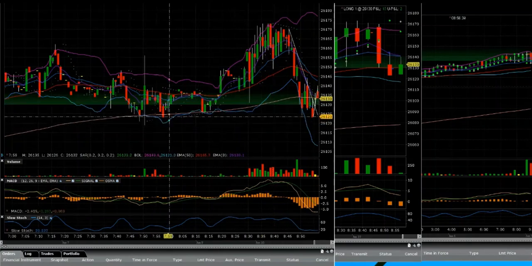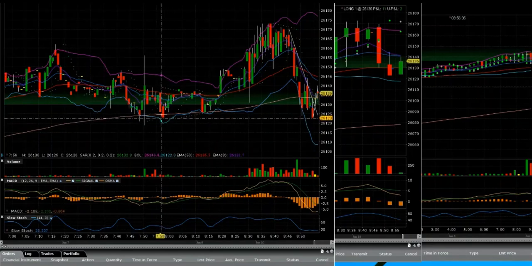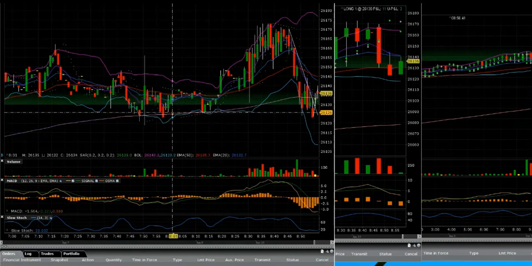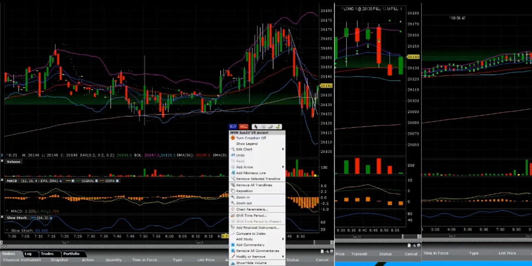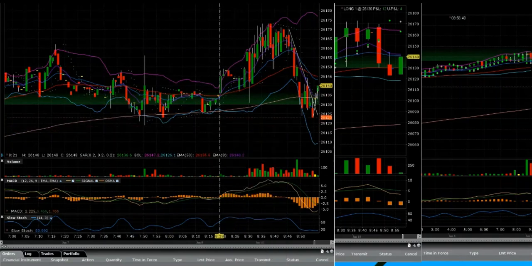It didn't hit the earlier candle, but it did get this one, 26,123. So I could have put a buy in there. All right, so this is another positive trade.